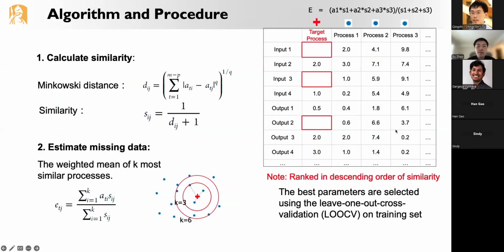The similarity-based method has two steps. The first step is simply to calculate the similarity between each process. We use the Minkowski distance to evaluate the distance between the different unit processes based on their known part information, and then we calculate the similarity by using the inverse of their distance. After that, we estimate the missing data using the so-called k nearest neighbors method, the KNN method. This means for each missing flow, we calculate the weighted mean of the k most similar processes to get the estimations for the missing part.